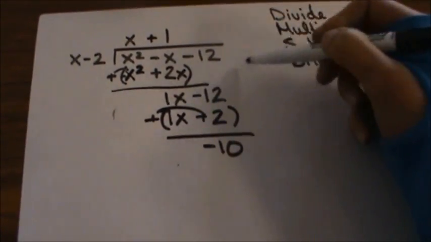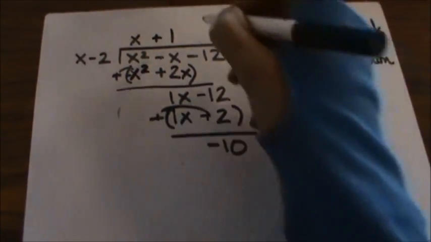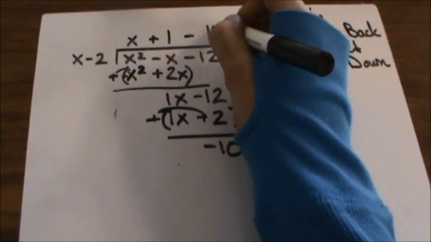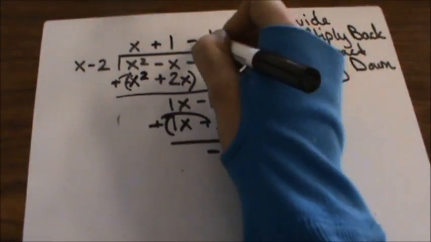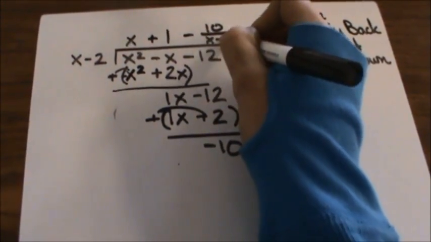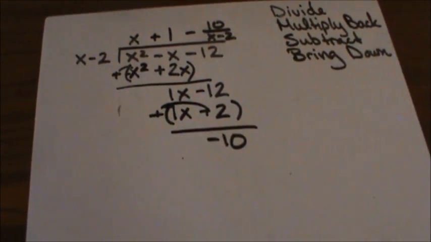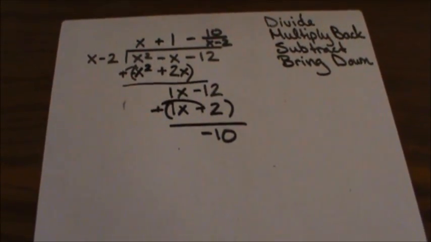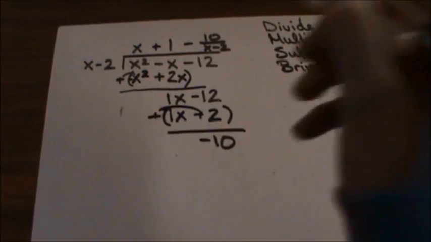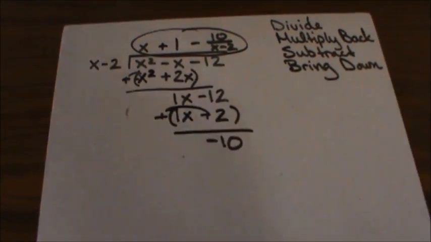I have nothing left over here, so I'm going to use my remainder, negative 10, and write it over what I'm dividing by. This right here is the answer that we're looking for.